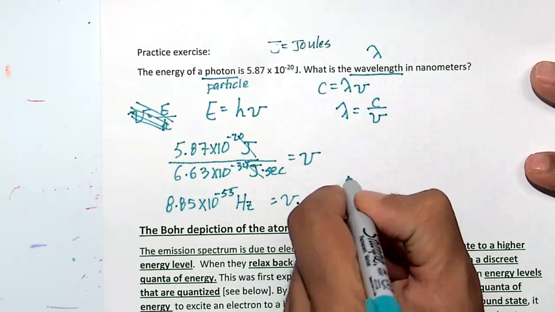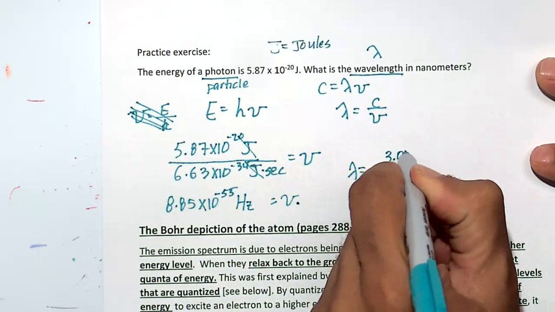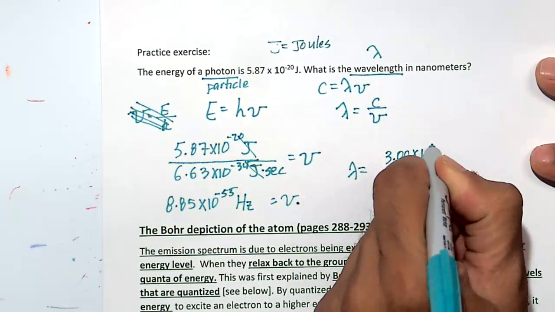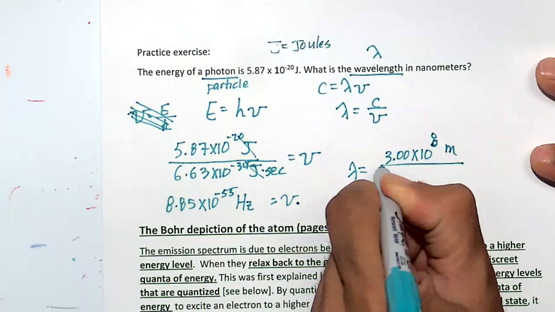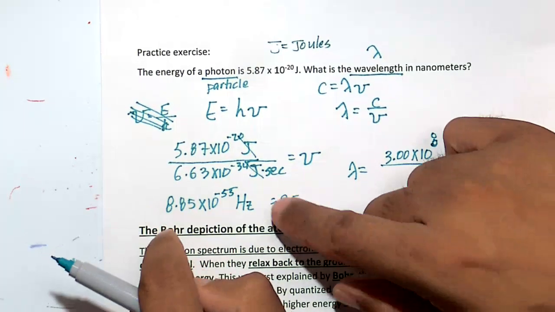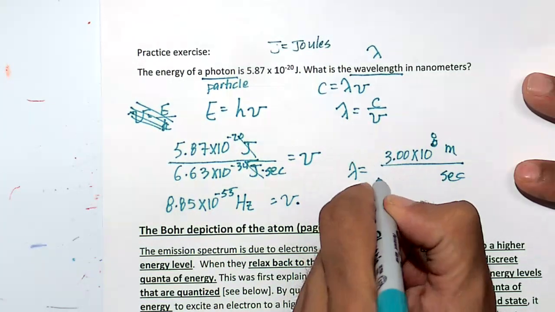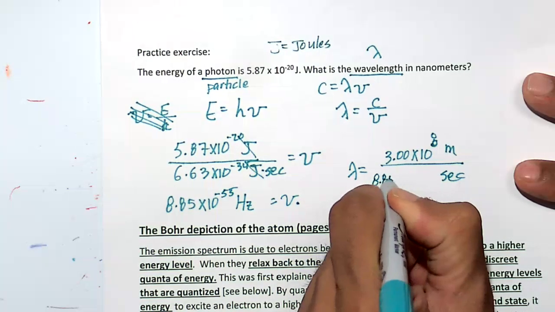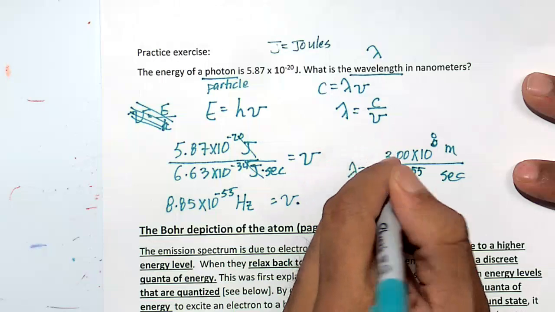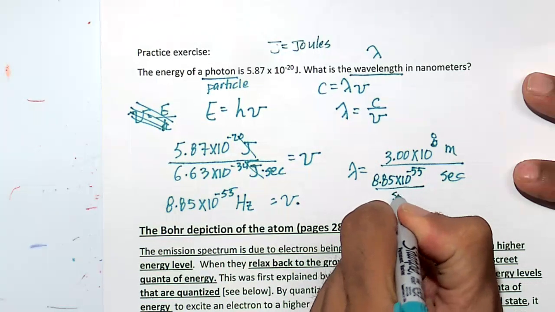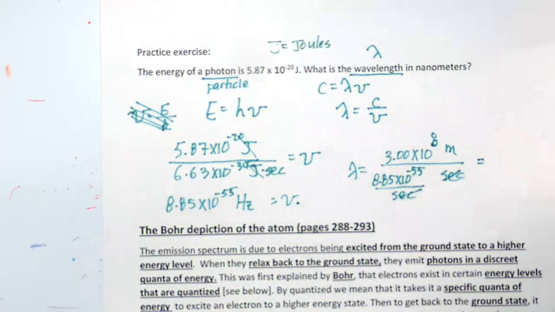Okay, we know c is our speed of light. That's 3 times 10 to the 8 meters per second, divided by v. V is 8.85 times 10 to the minus 55 hertz. Hertz is 1 over second. So the second cancels and we're left with meters.